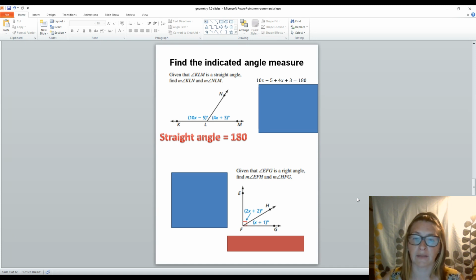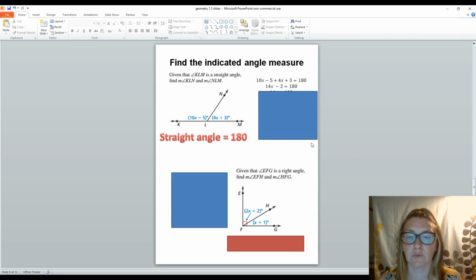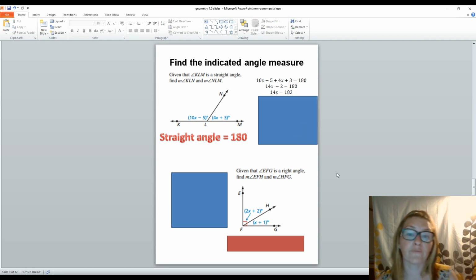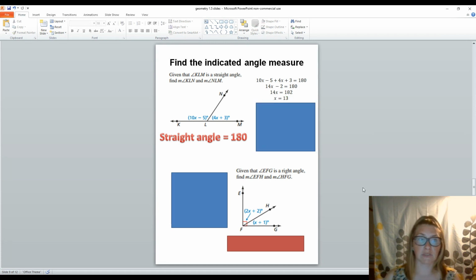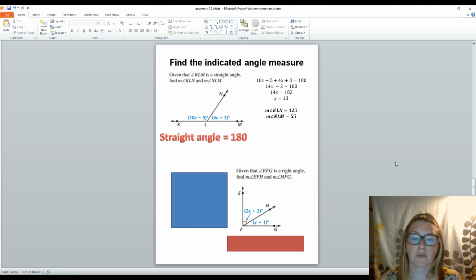All right, so now we're going to combine like terms. So here I have 14x minus 2 equals 180. Now I have 14x equals 182, leaving me with x equals 13. Again, we have to plug in to find our values. So here I have the measure of KLN equals 125 degrees, and the measure of NLM is 55 degrees. A nice way to check is if I add the two together, they should give me 180 degrees. All right, try the next one on your own. Pay attention to any key vocabulary terms given to help you set up your problem.